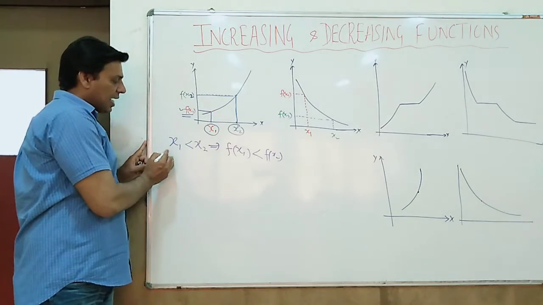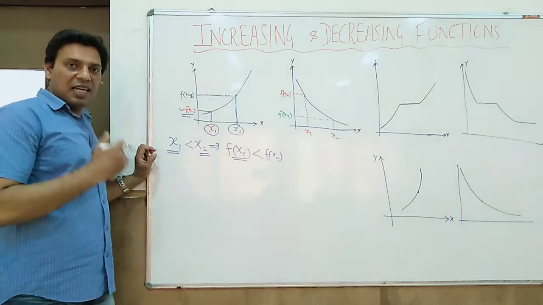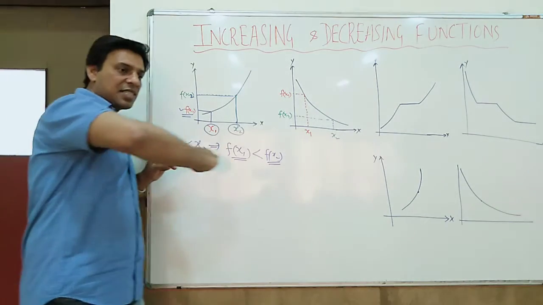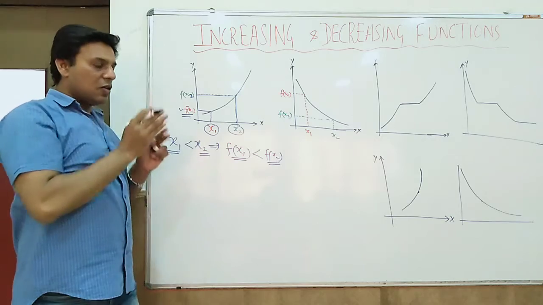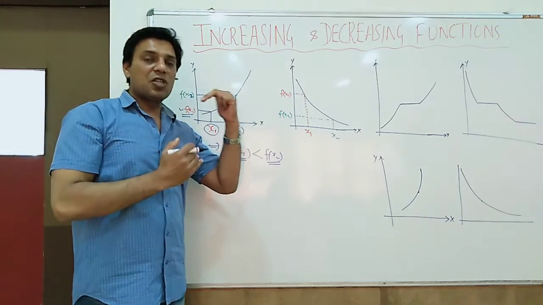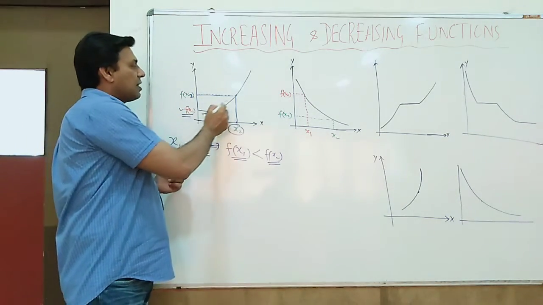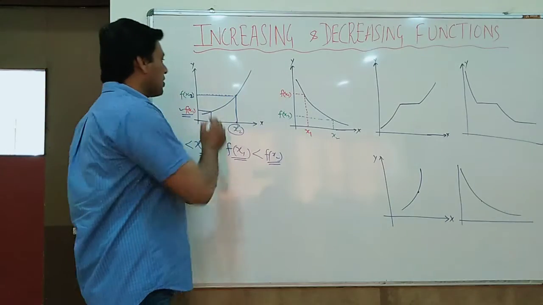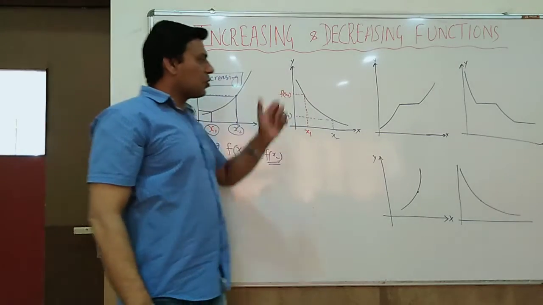Finally, I am concluding that x1 is the smaller value, so its output is also smaller. If x2 is the larger value, then its output is also larger. It means as the value of x is increasing, the corresponding outputs are also increasing. So small input, small output, bigger input, bigger output. The value of the function goes proportionally with the value of x. Such functions are called increasing functions, and you see the trend of the curve, the function is increasing. Now what about the decreasing? So this function is increasing. Now come to the second curve.